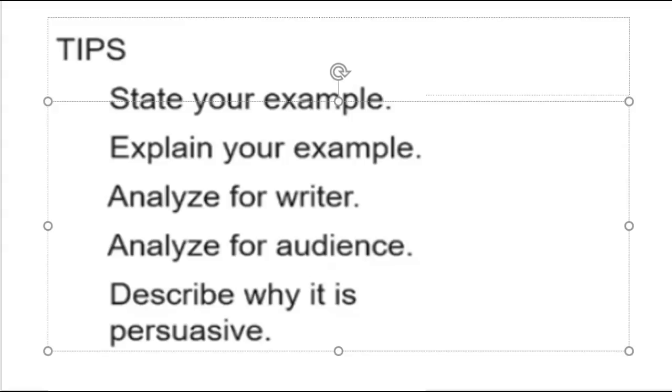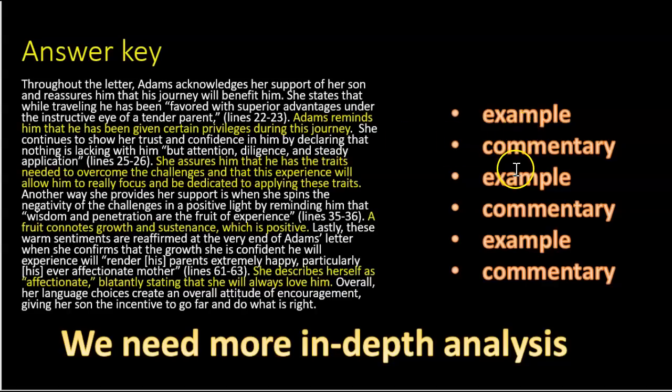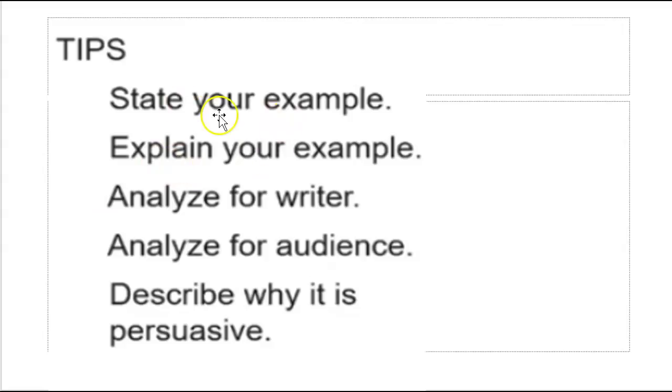The first one is when we're analyzing an author's rhetoric, we always want to state the example that we're going to be analyzing. And you'll notice that the author of this body paragraph does a really good job of stating the example. It's very clear. They give that example, and then they move on to a sentence of commentary. But after you state the example, you're going to want to explain the example. So take a little bit of time to put it in your own words, or to explain why it matters.